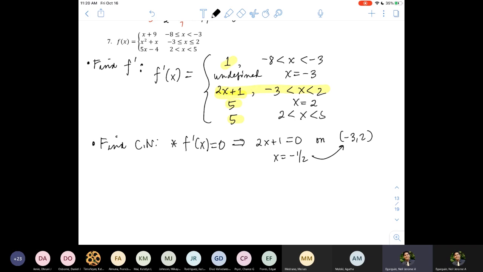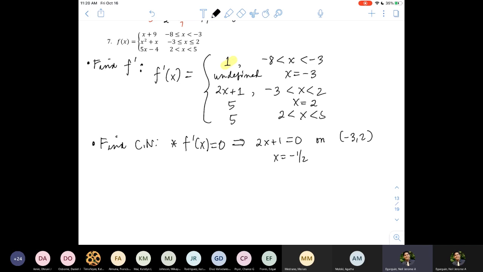Good question, Sadia. Because again, I'm looking for when f prime is equal to 0. The only possibility is if 2x plus 1 is equal to 0, but 2x plus 1 only applies to x's belonging to this interval. So if you got an x outside of that interval that makes 2x plus 1 equal to 0, that will not be a critical number coming from this source.